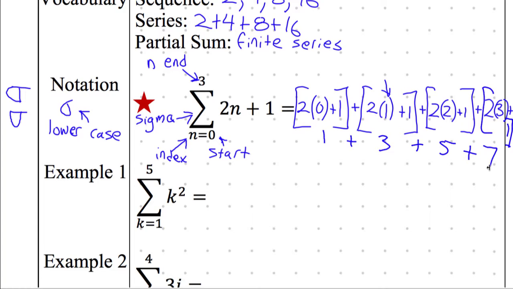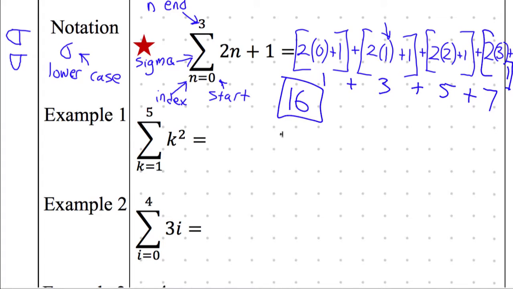3 plus 7, sorry, 10. 10 plus 5 plus 1. So this whole thing evaluates to 16. This sigma from n equals 0 to 3 of 2n plus 1 is 16. Let's try another one. Just play around with it.